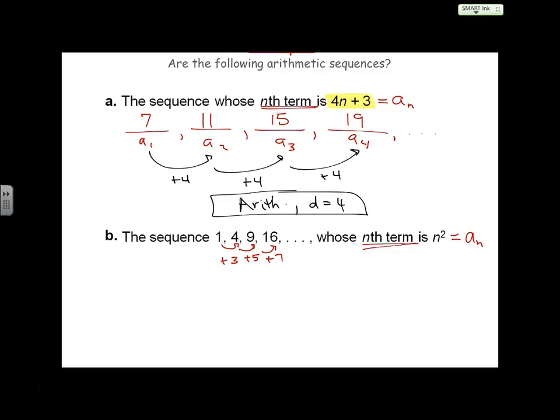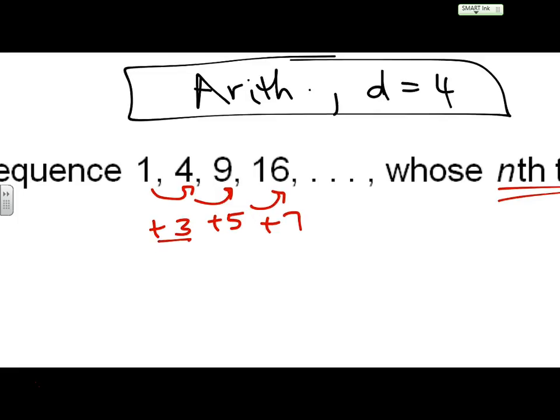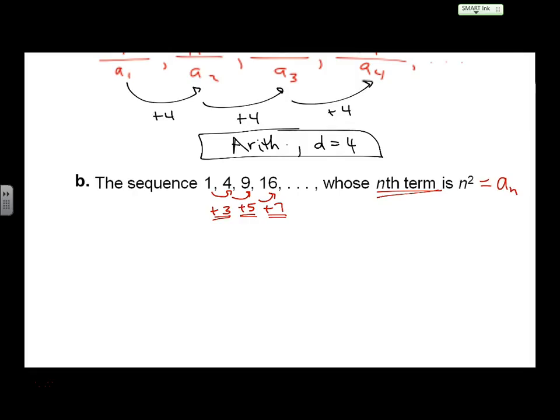But it's not the same number, first of all, right? And this nth term formula, if you check out n squared, as n goes from 1 to 2 to 3 to 4, I'm not adding just one number. So however you look at it, is it arithmetic? No. Why? There's no common difference. There are differences that follow a pattern, but they're not common.